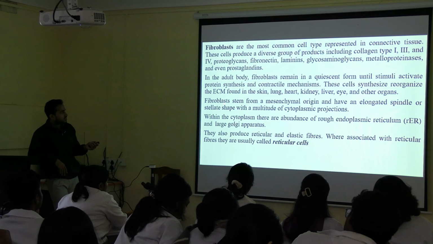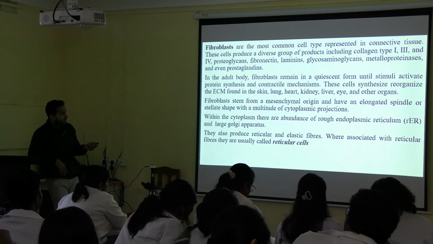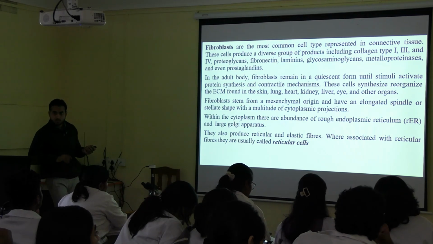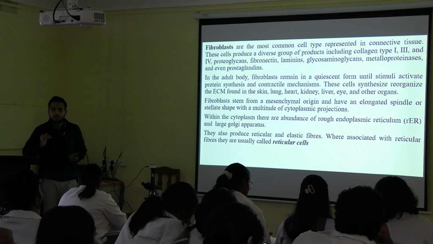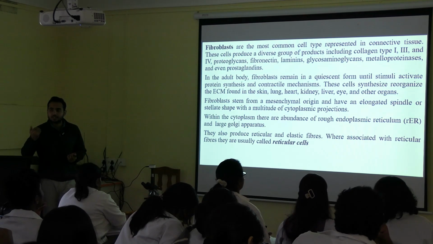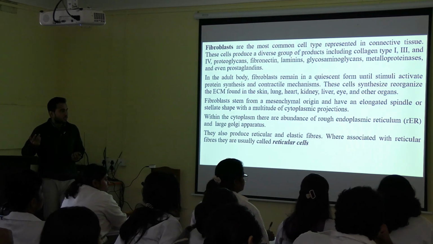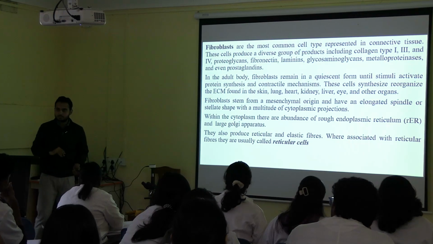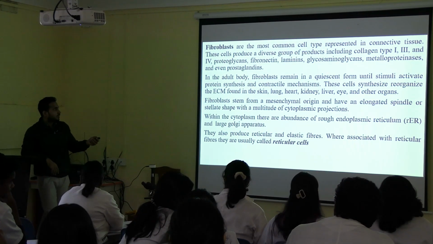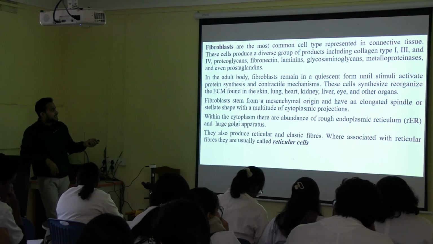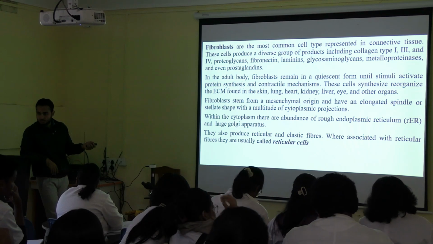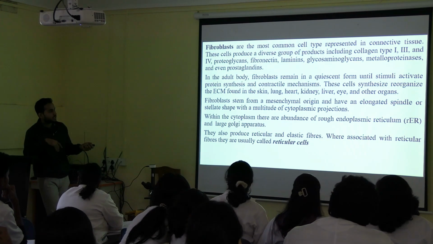Now, fibroblasts are mesenchymal in origin. So the fibroblast cells which are present in our body are mesenchymal in origin. Okay, that means mesodermal origin. So fibroblasts, as I said, are mesenchymal in origin. That means they are mesodermal in origin.